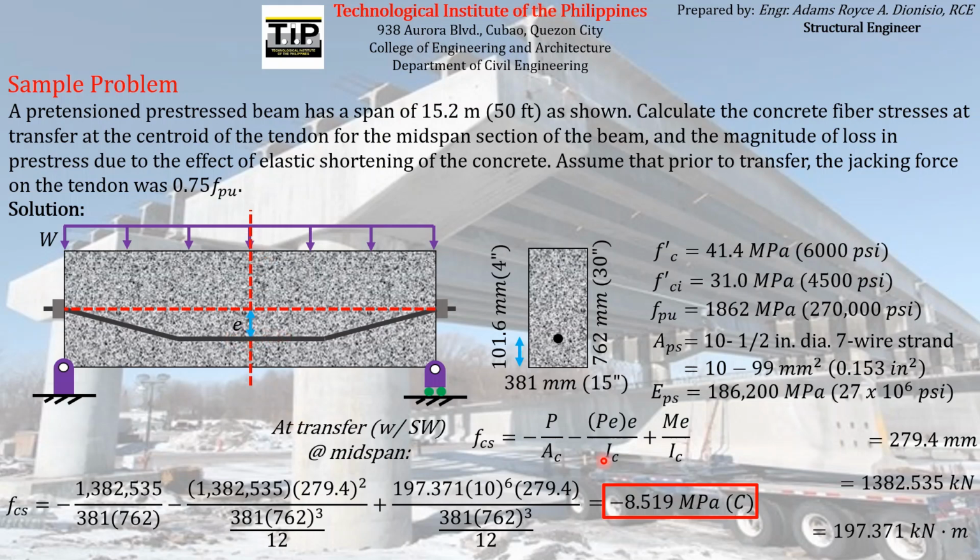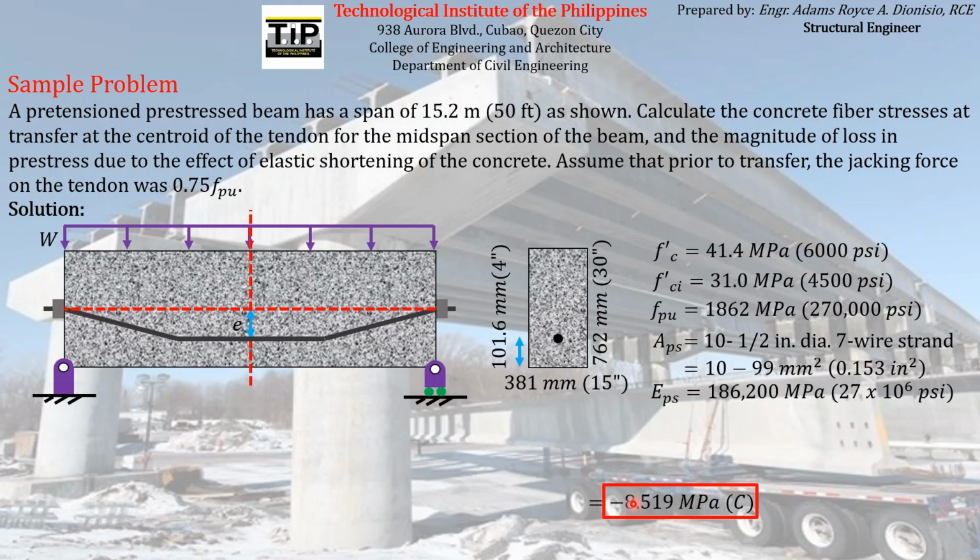So if we try to address the second requirement of the question, which is the magnitude of the loss of pre-stress due to the effect of elastic shortening of the concrete, we can use this information that we have computed. If you can recall, the formula for finding the pre-stress loss due to elastic shortening of concrete is equal to this, wherein E is the modulus of elasticity of the pre-stressing reinforcement, FCS is the stress acting on the concrete at the same level of the pre-stressing reinforcement, and ECI is the modulus of elasticity of concrete at transfer.